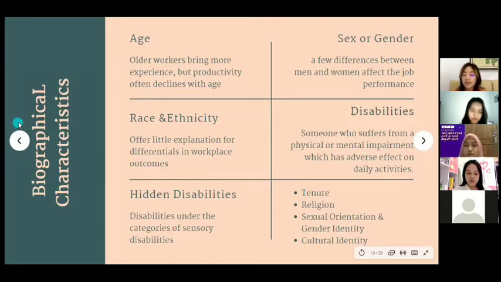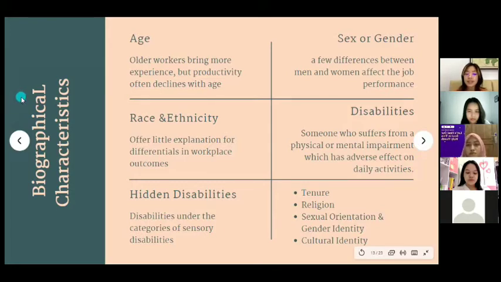Race is defined as a heritage people use to identify themselves, and ethnicity is an additional set of cultural characteristics that often overlaps with race. Both of these offer little explanation for differential in workplace outcomes.